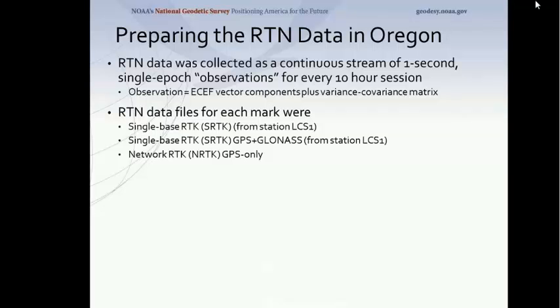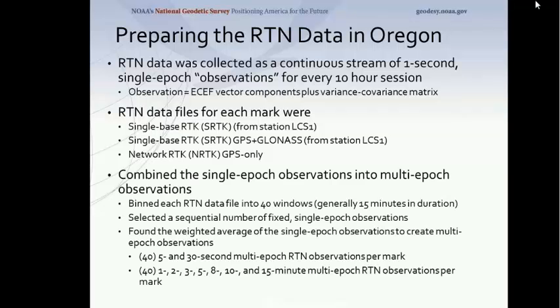We had one for each of these different settings shown on the slide, whether it's SRTK or NRTK, and whether we used GPS only or GPS plus GLONASS. The idea was to combine these single epochs into a multi-epoch solution. That's what you're probably used to doing: you set up your rover and do a 180-second shot, which takes all those single epochs, averages 180 of them, and gives you a final coordinate.